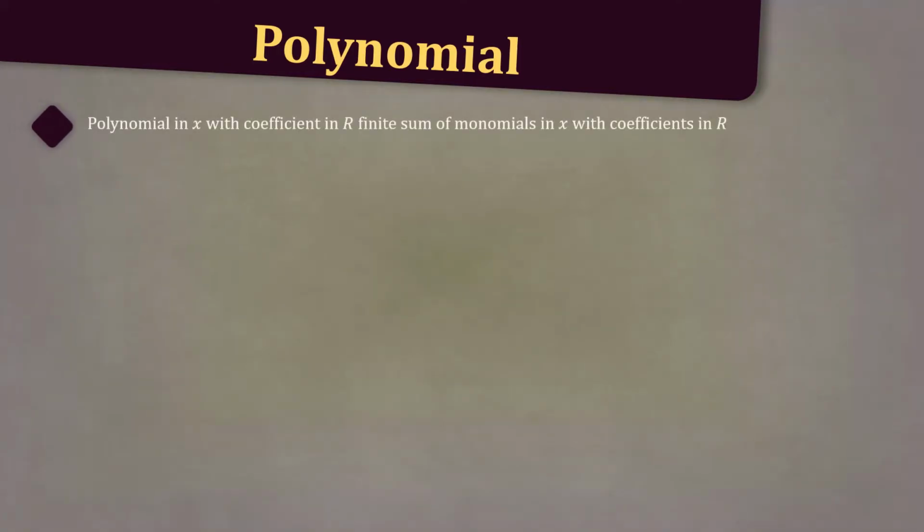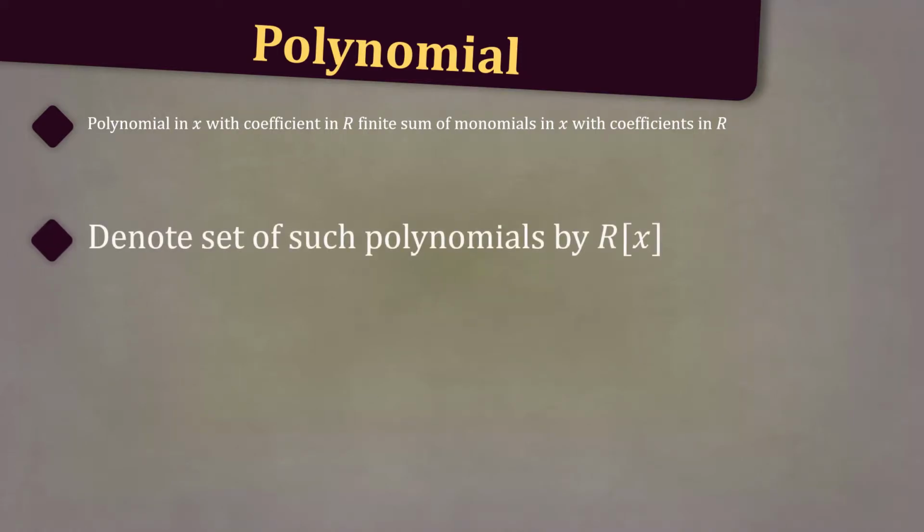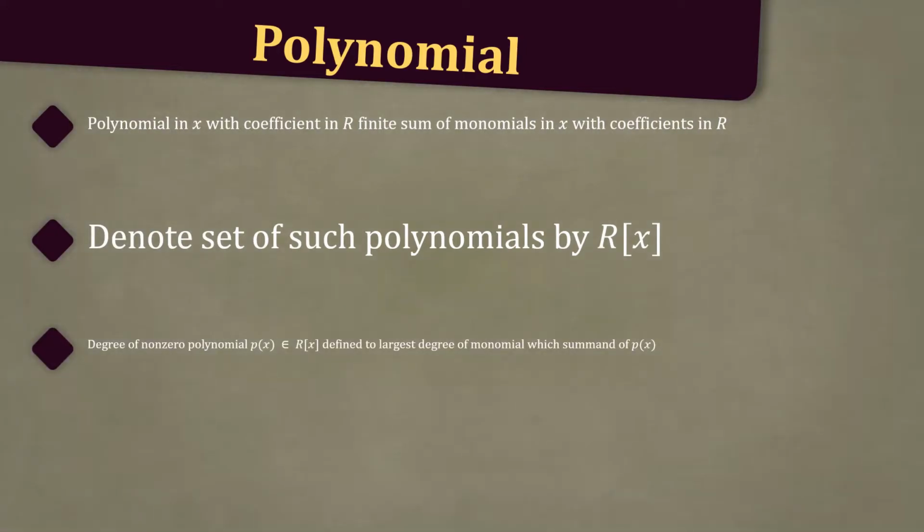A polynomial in x with coefficients in R is a finite sum of monomials in x with coefficients in R. We denote the set of all such polynomials by R[x]. The degree of a non-zero polynomial p(x) in R[x] is defined to be the largest degree of a monomial which is a summand of p(x).